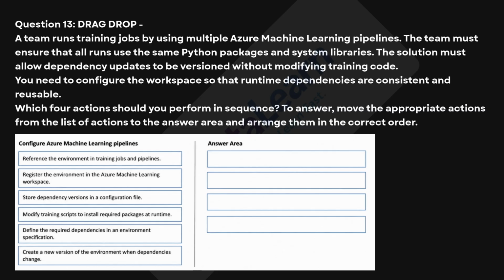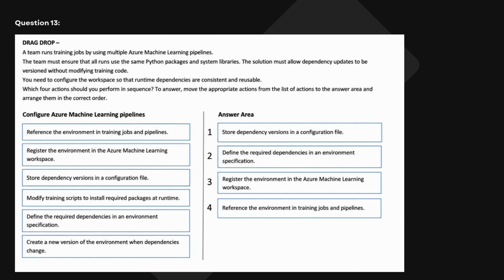To answer, move the appropriate actions from the list of actions to the answer area and arrange them in the correct order. A. Store dependency versions in a configuration file. B. Define the required dependencies in an environment specification. C. Register the environment in the Azure Machine Learning workspace. D. Reference the environment in training jobs and pipelines. E. Modify training scripts to install required packages at runtime. F. Create a new version of the environment when dependencies change. Correct answers are A, B, C, D.